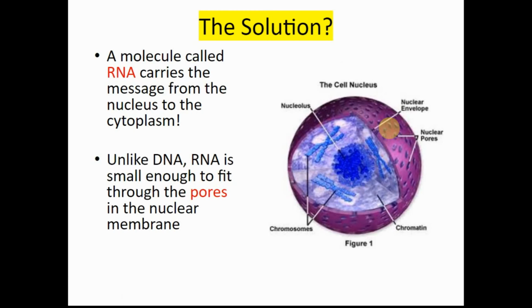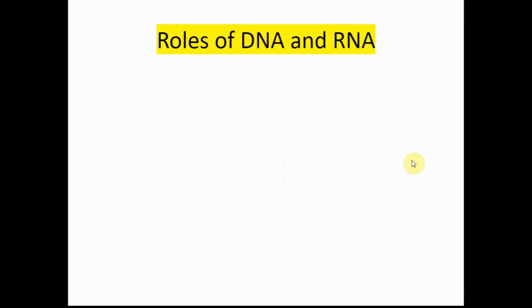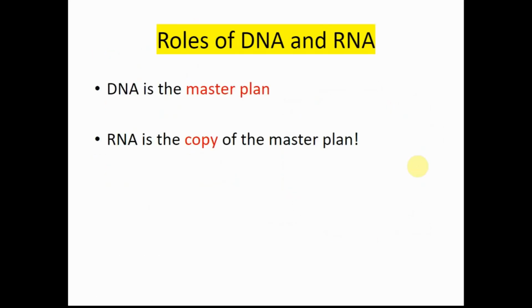RNA is smaller than DNA, so it can fit through the little holes in the nuclear membrane called nuclear pores and travel out to the ribosome. Now, if we're comparing DNA to RNA, DNA is the master plan of all genetic information in the cell, whereas RNA is a copy of part of the master plan.